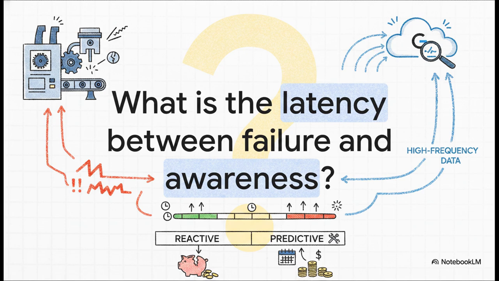So, as we wrap up this explainer, I want to leave you with one absolutely critical question. What is the exact latency between a machine in your facility beginning to fail and your system actually noticing? Are you still waiting for the physical snap of metal, operating purely on reactive alerts? Or are you capturing that high-frequency data to predict the future weeks in advance? Because as we've seen today in heavy industry, every single minute of latency between a mechanical anomaly and system awareness is revenue lost forever. The tools to close that gap entirely exist right now in Google Cloud. The rest is up to you.